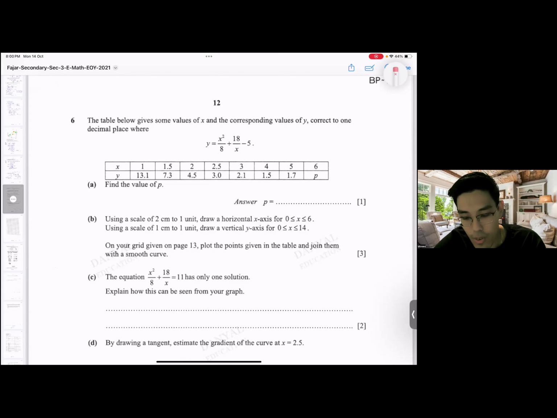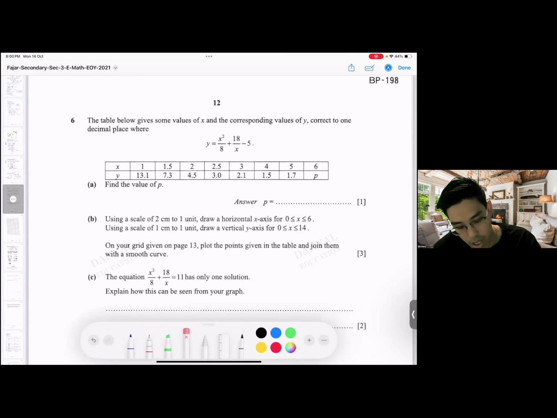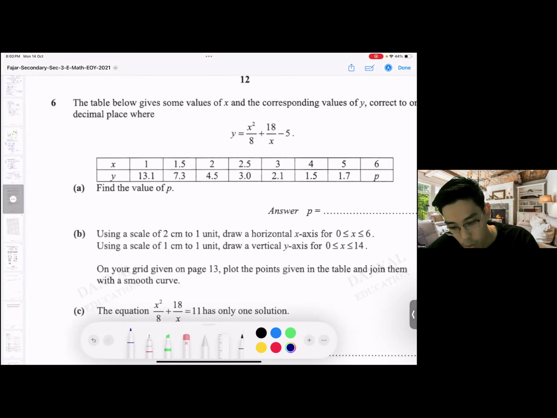Okay. For today, I'm actually a bit tired. So for question 6, I'll just skip the question. But I'll explain some of the most important parts here. The finding of the value of P is quite straightforward. Just solve the value only, when x is 6, how much? So I just quickly solve. I'll skip the drawing.